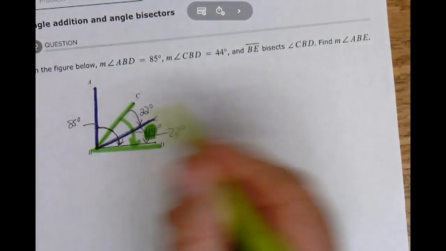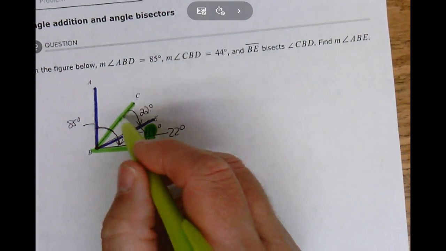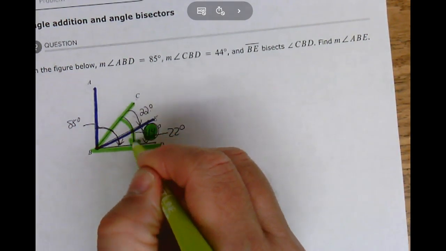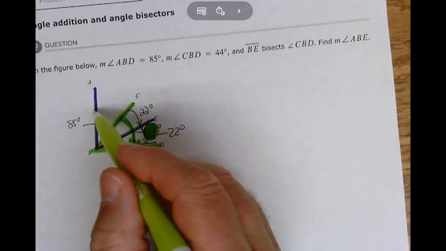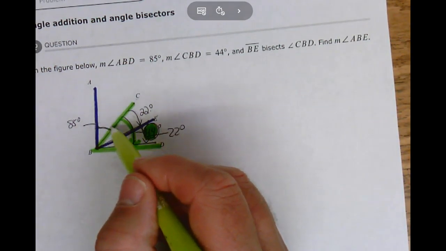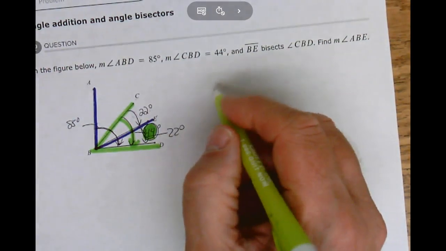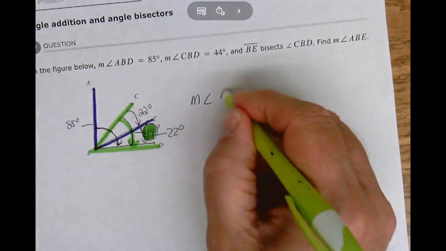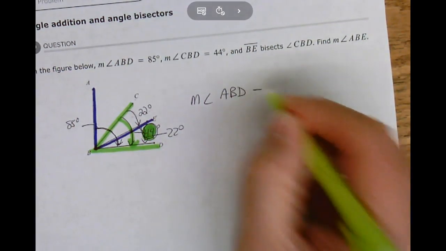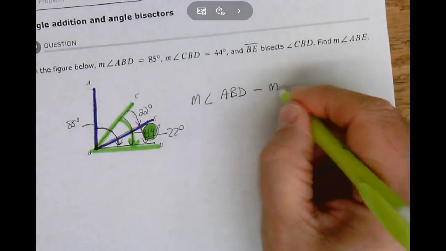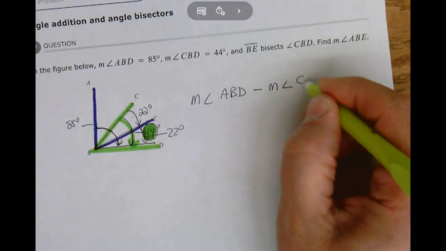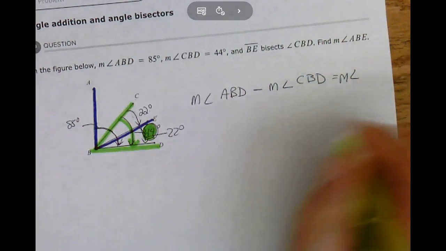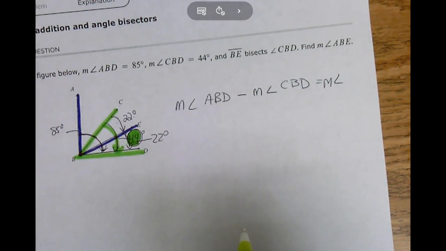Okay, so how we would do that is, we know this whole thing is 44, right? We just said right here, 44. And we know the entire angle from this side to here is 85. So if we just first take the measure of angle ABD minus the measure of angle CBD, that will give us the measure of angle ABC.